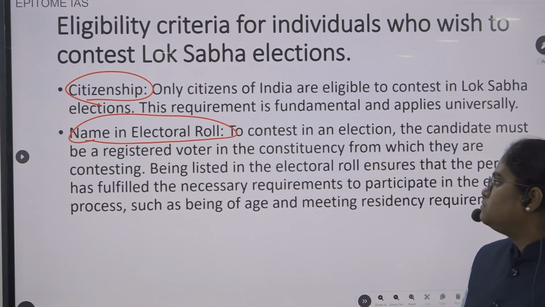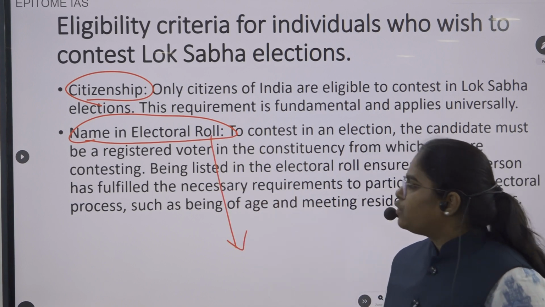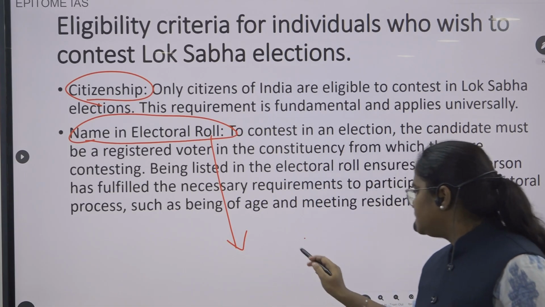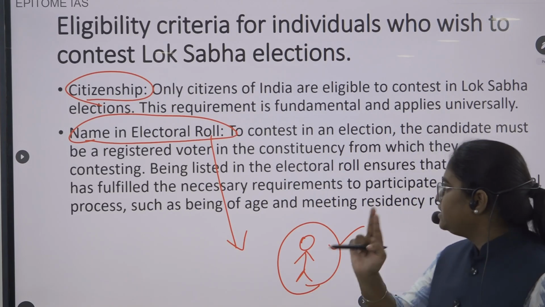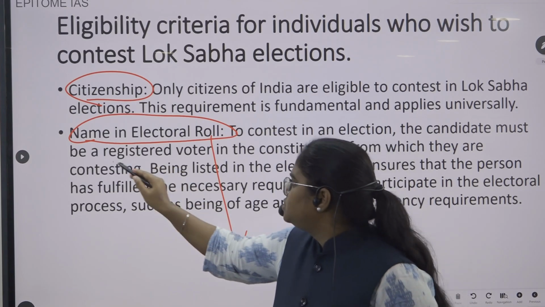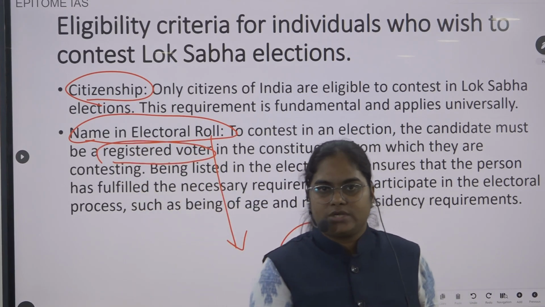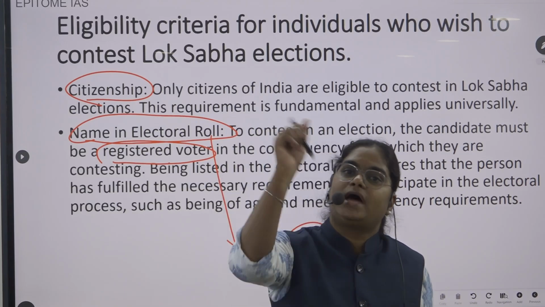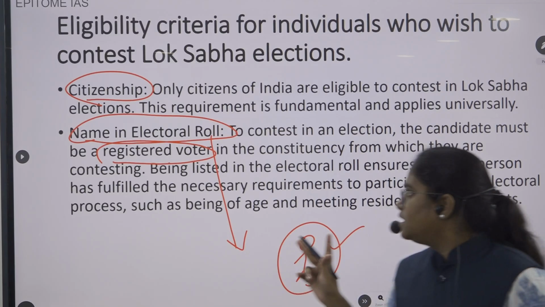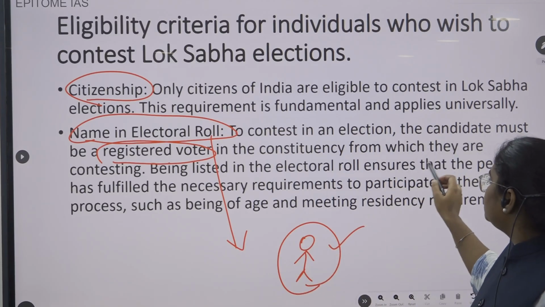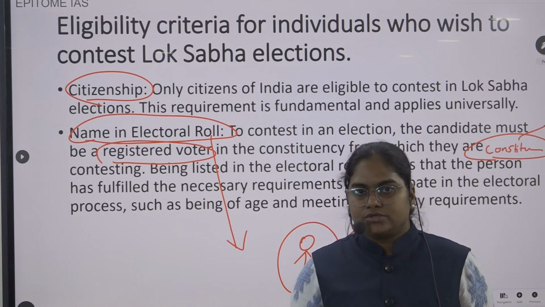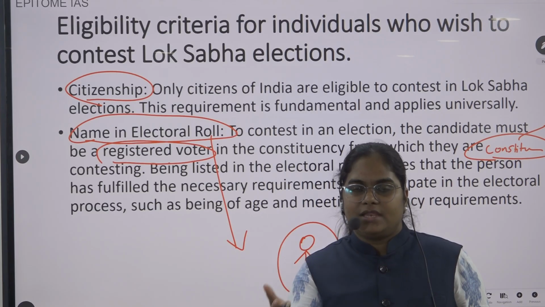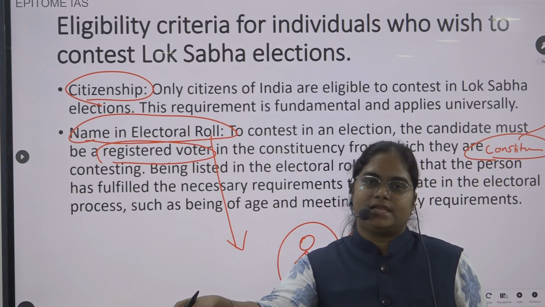The name in the electoral roll. Why is the name in the electoral roll important? Whenever a person's name is mentioned in the electoral roll, it means two things. One is the candidate must be a registered voter. So he is already a registered voter. Second thing is he belongs to that particular constituency. Whichever constituency his name is in, he belongs to that particular constituency. So these two things make him eligible to contest election in Lok Sabha.